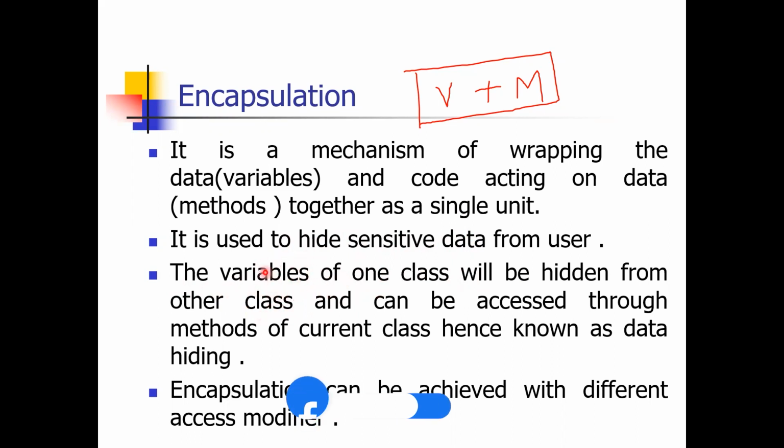If you want to access those variables, then you have to do it through object creation, meaning through the methods of the current class which you are using. Otherwise, you can't access the variables of the other class. Encapsulation can be achieved with the different access modifiers, like public modifier, private modifier, protected modifier.